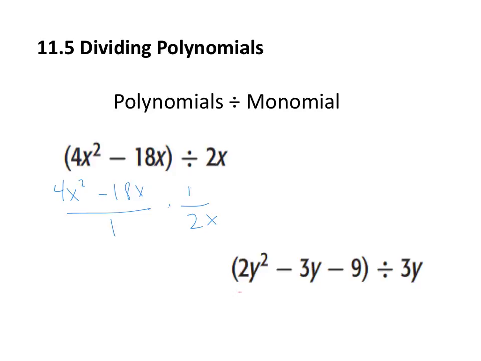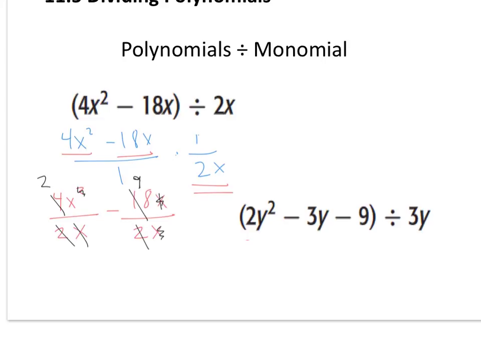So now I want to see how many times does 2x go into 4x squared, and how many times does 2x go into 18x. So I'm going to rewrite this as first term divided by 2x and second term divided by 2x. And now let's simplify. 4 over 2, I can take out a 2. If I take out an x there, I'm left with 1x in the numerator. Here I can take out a 2 and I'm left with 9. Both x's cancel out.